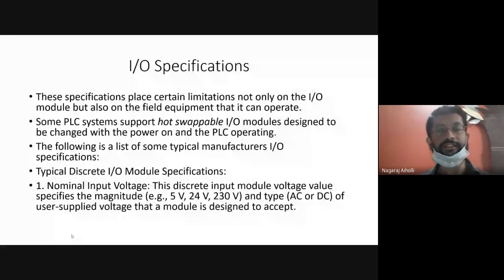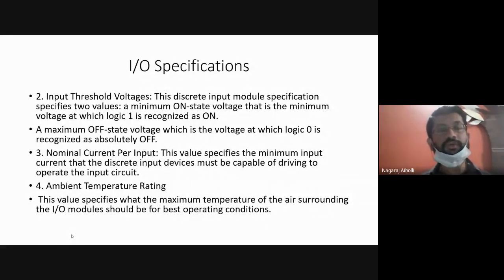Input threshold voltages. The meaning of threshold is the minimum voltage. How much minimum voltage we can apply at the input, that is called the input threshold voltage. This is a discrete input module specification which specifies two values: the minimum on-state voltage, how much minimum voltage we require to turn on the IO module, at which a logic 1 is recognized as on, and the maximum off-state voltage, how much maximum voltage when applied will keep the module in the off state.